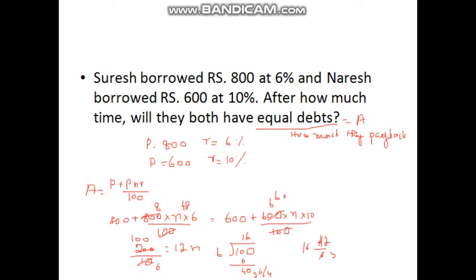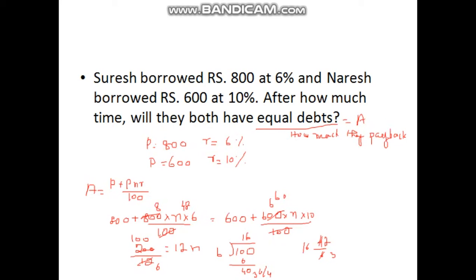Now we'll go to the question. Suresh borrowed rupees 800 at 6 percentage and Naresh borrowed rupees 600 at 10 percentage. After how much time will they both have equal debts? So this is the type of question you'll get based on the equal debts concept. See, what does the question mean? A person borrowed 800 rupees at 6 percentage of interest, and another person borrowed rupees 600 at 10 percentage of interest. So our question is, after how many years will both have an equal amount to give back? That is the question.